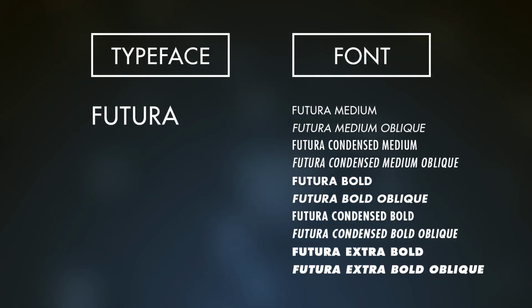So what we're doing is we're taking the letters and the characters from the typeface of Futura, and we're almost cataloguing them. So we have all of the medium letters of Futura, we have all of the bold letters of Futura, and we put those all together and they become fonts.